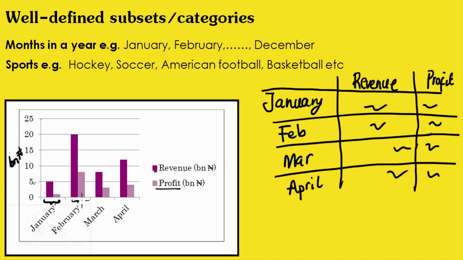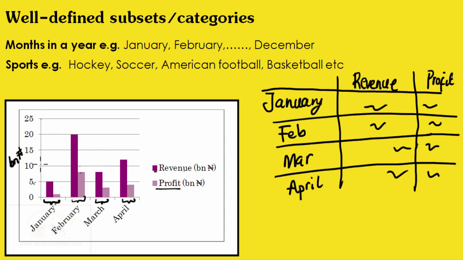This is the month of February. Again, you can see that the revenue is given by this purple bar. This time the revenue is 20 billion naira. Here for the lilac bar, you can see that the profit is somewhere between 5 and 10, more like 8 billion naira. So this group of bars here represent the revenue and profits for the month of March, and this last group represents the revenue and profit for the month of April.